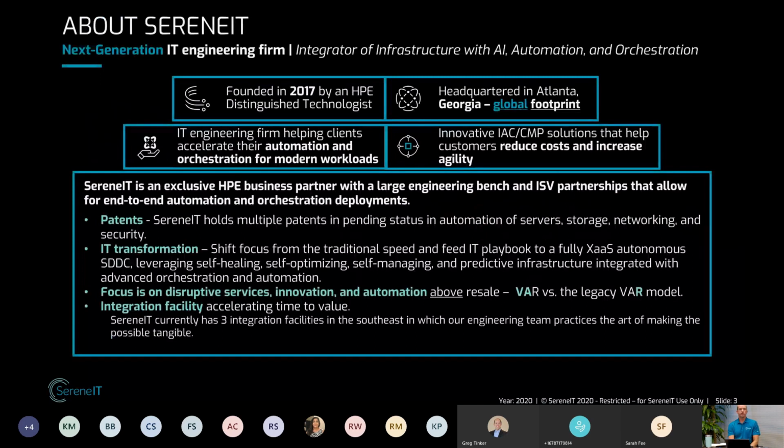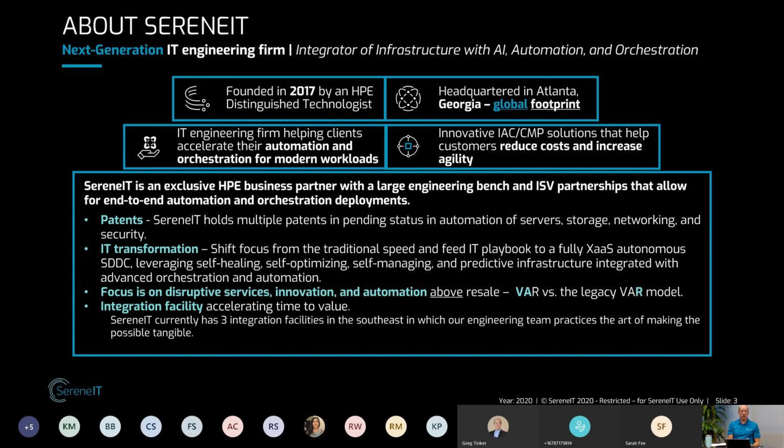So let's start with who SereneIT is. SereneIT is an IT engineering firm. We are also a VAR, a value-added reseller. We are a next-generation IT engineering firm. We hold multiple patents. Our company has grown rapidly over the last several years because we are focused on the pain points of modern IT ecosystem. In fact, COVID-19 has actually expedited our growth.